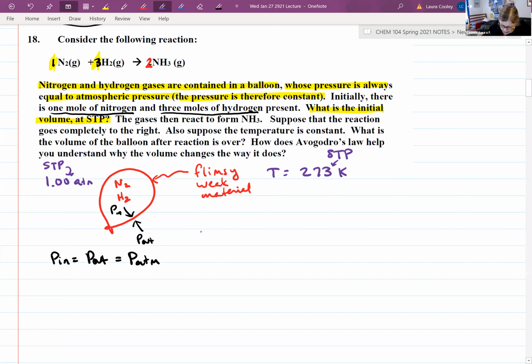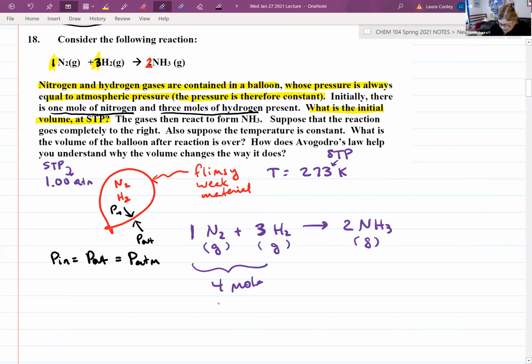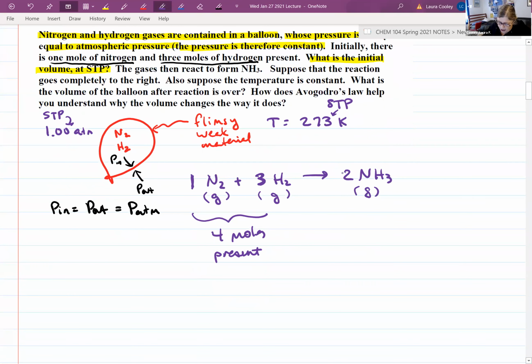So if we look at this reaction now, we have 1 N2 plus 3 H2 goes to 2 NH3, and these are all, of course, gases. So if you start with 1 mole of N2 and 3 moles of H2, we have 4 moles present at the beginning, all right? But at the end, for every 1 mole of N2 and 3 moles of H2 that react, we're going to end up with 2 moles present at the end.